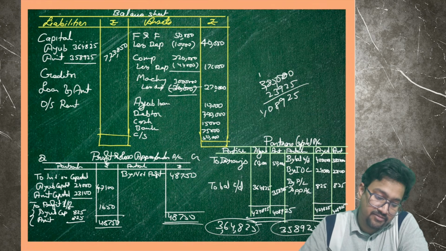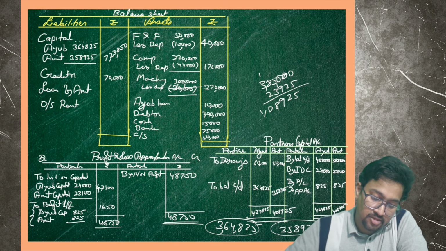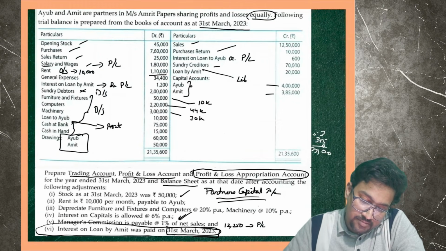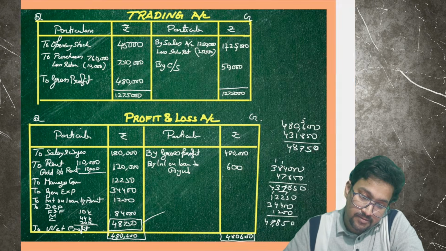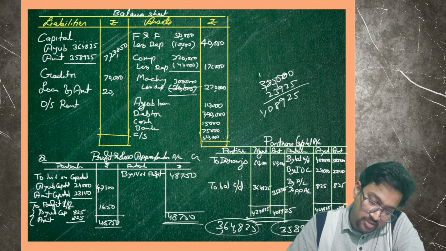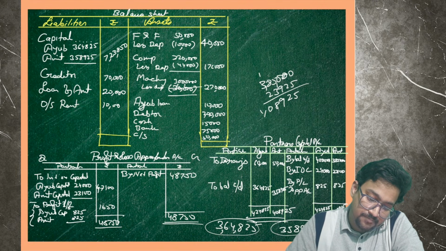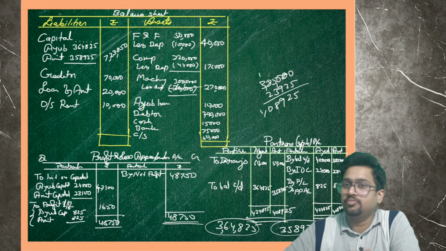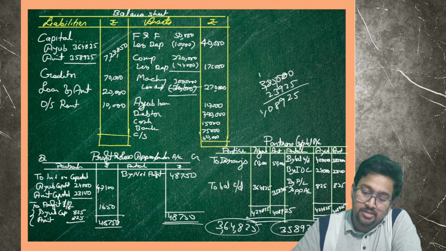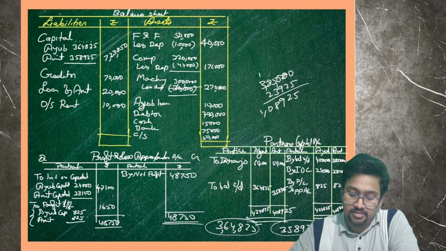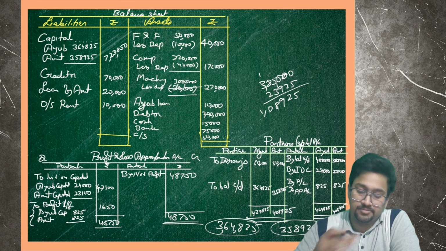Here I haven't written the amount for creditors. So this will be 70,000. And what's the amount for Amit? It's 20,000. Okay, 20,000 and outstanding rent was 10,000. So now both the sides are completed. Now let's check if our balance sheet is matching or not.